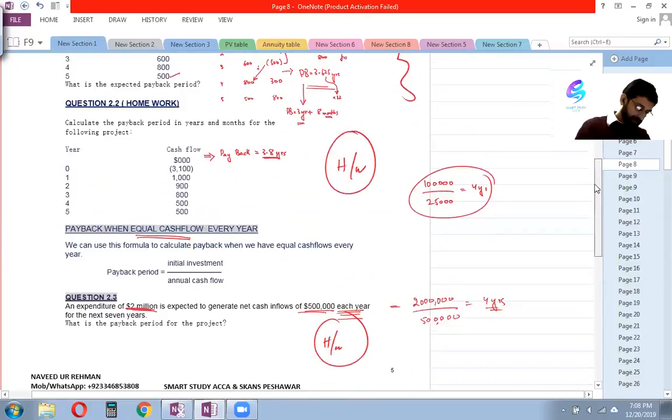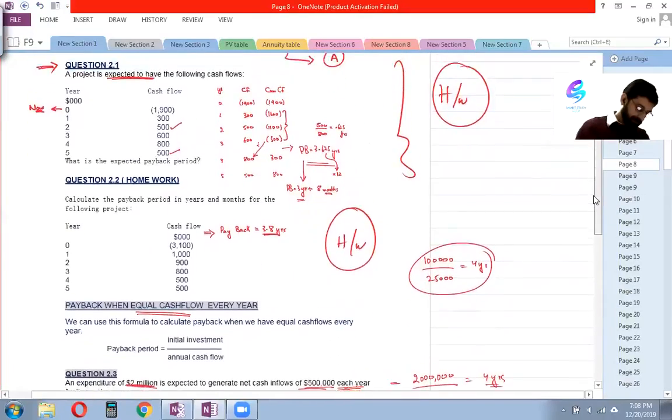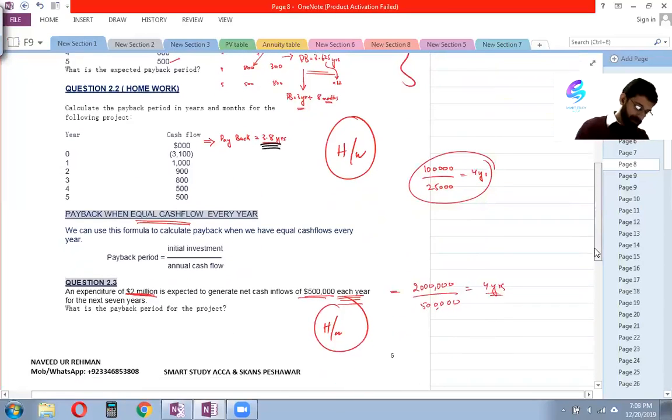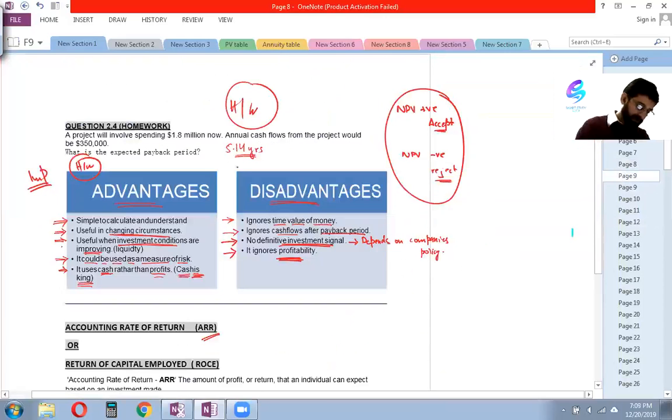Okay, so you got the answers, right? I hope that most of you already got 3.8 years for question 2.2 and 5.14 years for question 2.4. If there is anyone in the class who has got a different answer, please do let me know.